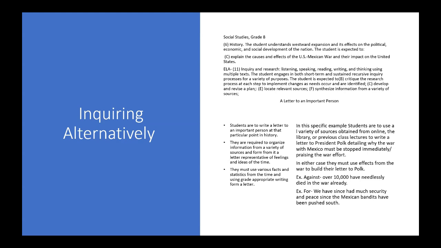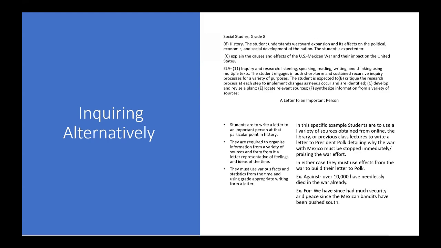For a specific sample for the TEK that we have chosen, the students are to use a variety of sources obtained from online, the library, or previous class lectures to write a letter to President Polk detailing why the war with Mexico must be immediately stopped, or they must praise the war effort. In either case, they must use effects from the war to build their letter to Polk. An example against the war would be, over 10,000 souls have needlessly died in the war already. An example for would be, we have since had much security and peace since the Mexican bandits have been pushed south by the U.S. Army.